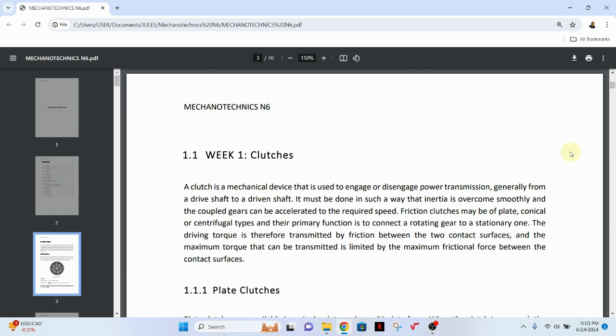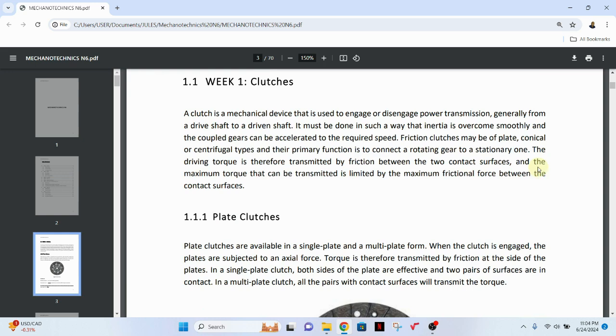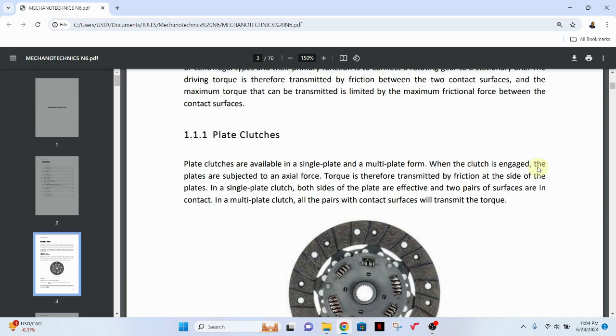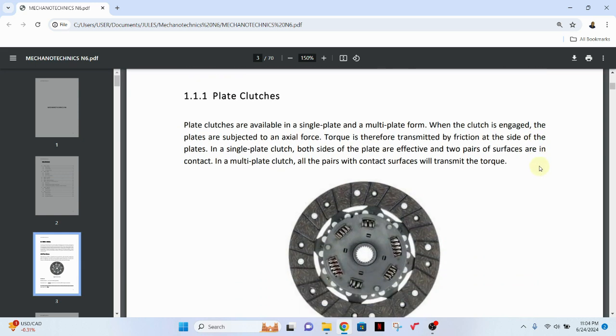Very important. And so for Mechanotechnics N6, we will study three different types of clutches. First is the plate clutches. As the name gives it away, plate clutches use friction between pairs of plates.